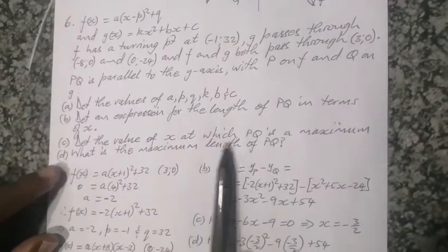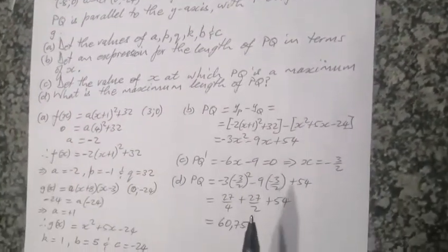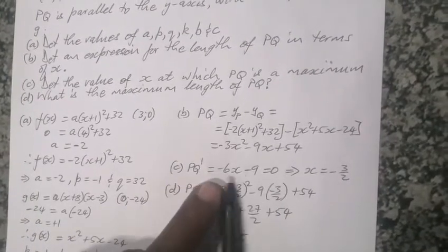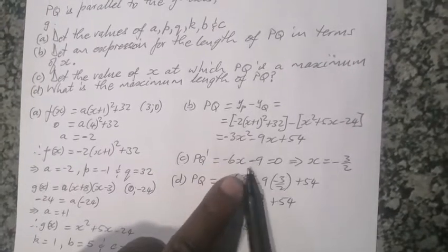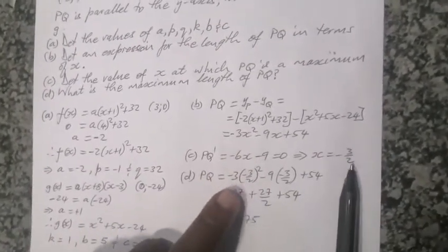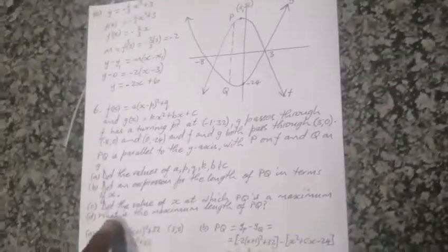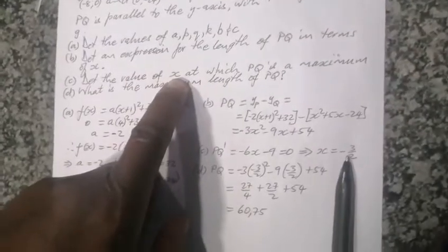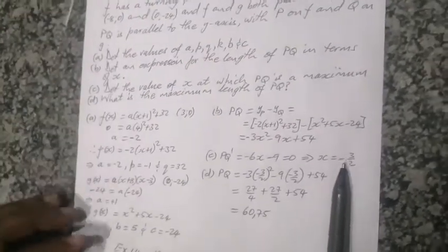Then the question goes on to say, determine the value of x at which PQ is a maximum. So to maximize, we differentiate. Differentiating, we shall end up with minus 6x minus 9, which then when we equate to 0, we have our x is equal to minus 3 over 2. Then that is the x value that we are required to find when we maximize. And to maximize or to minimize, we differentiate the given expression.